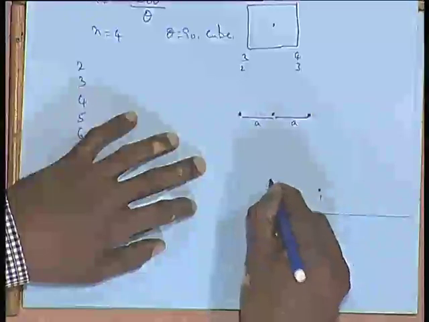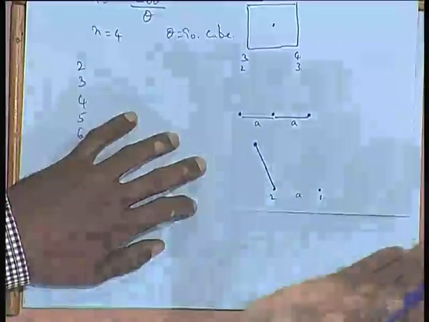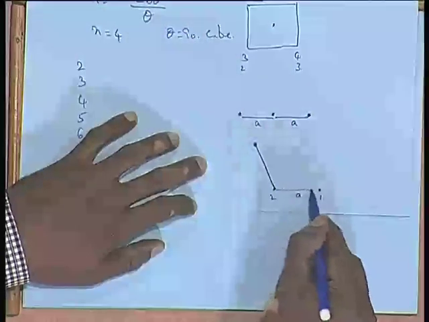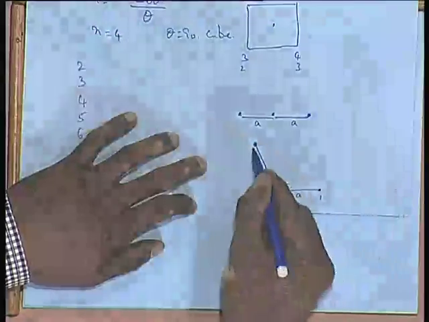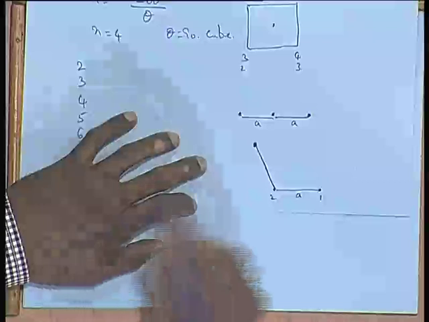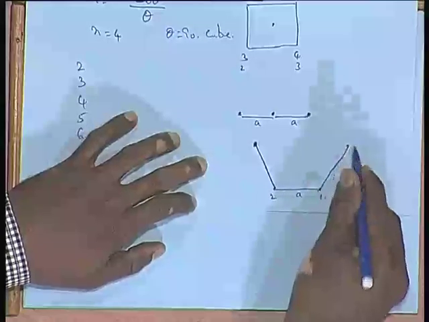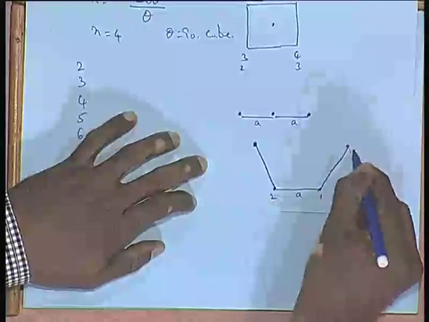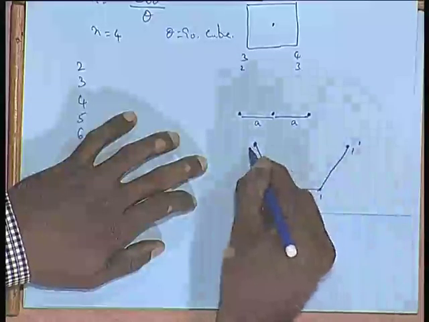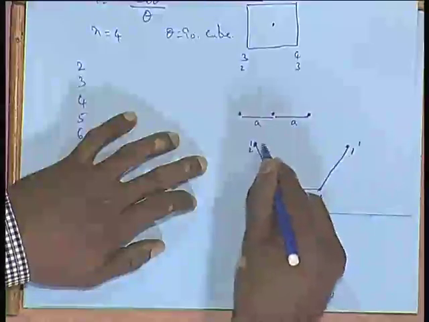A 5-fold rotation means 108 degrees. So, I rotate it by 108 degrees, and I come to another point somewhere here. And similarly, rotate number 2 with respect to number 1, you come to another point somewhere here. So, this I can call 1 dash and this I can call 2 dash.